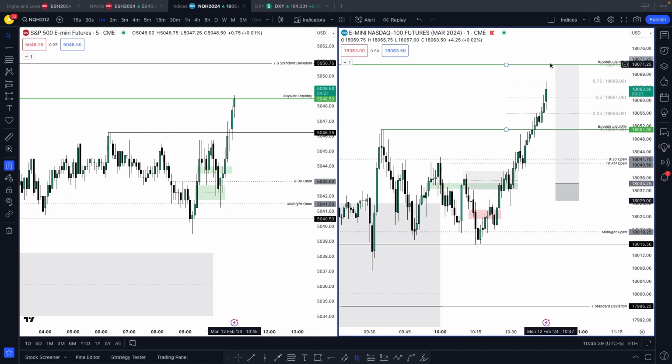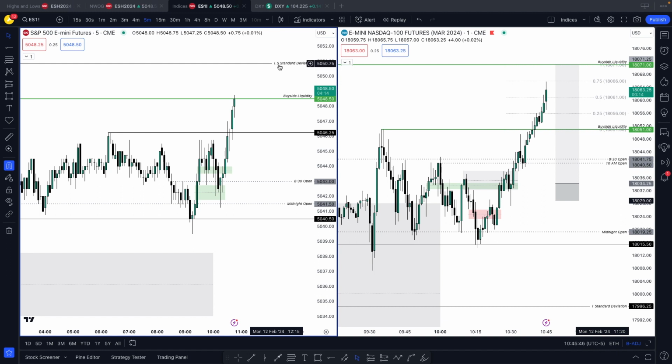See that? So we're still expecting it to trade up here. And ES has just reached new all-time high. So it can reach to up here next.